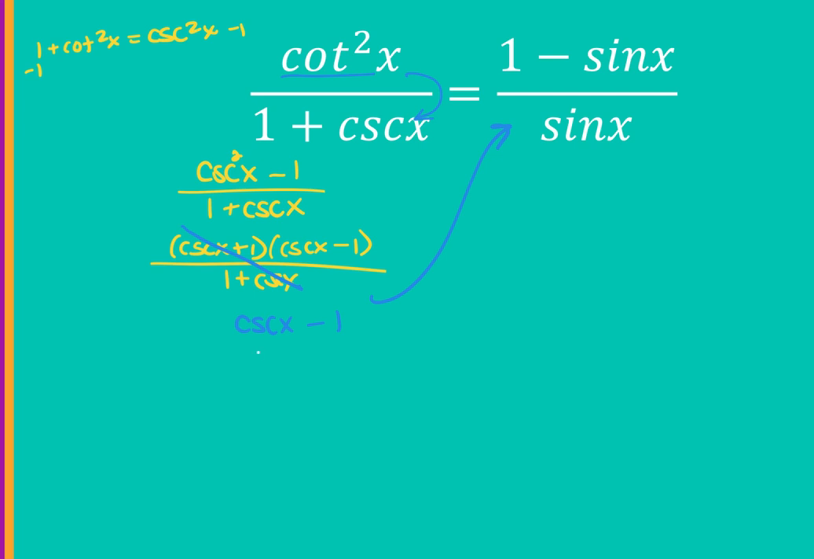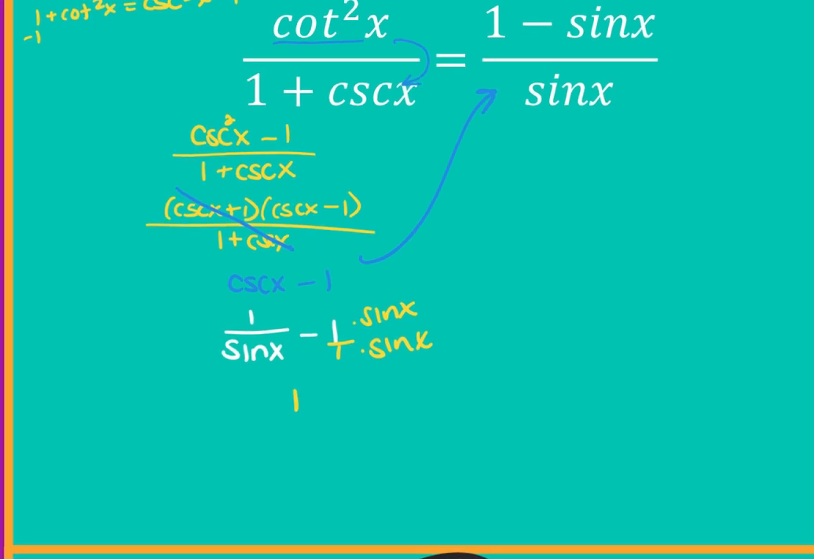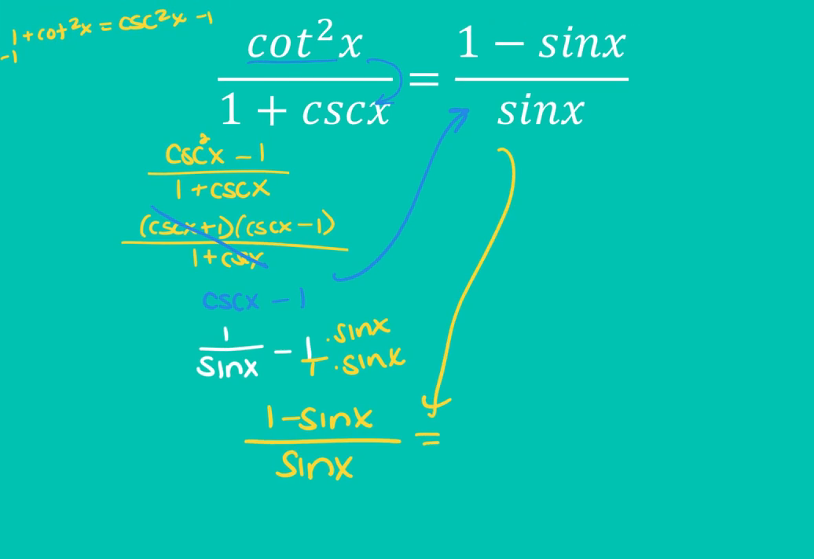So if I rewrite this, 1 over sine of x minus 1, and then I get a like denominator here, I'd multiply both the top and the bottom by sine, and I get 1 minus sine of x over sine of x. And this time, the left side equals the right.